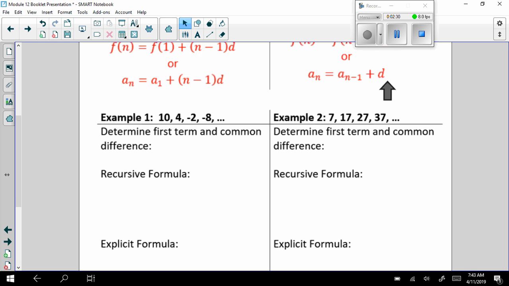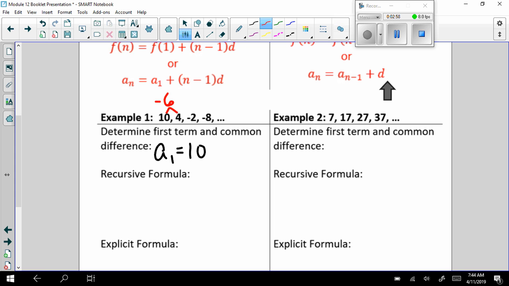Starting with example 1, we're going to first determine what our first term is, and we're just going to look at it, and that's 10. I'm going to use my subscript notation just because I think it makes a little bit more sense with our sequences here. Now my common difference, I need to figure out what it is I'm adding or subtracting to get to the next term. Notice in this case my terms are getting smaller. So from 10 to 4, I am subtracting 6.